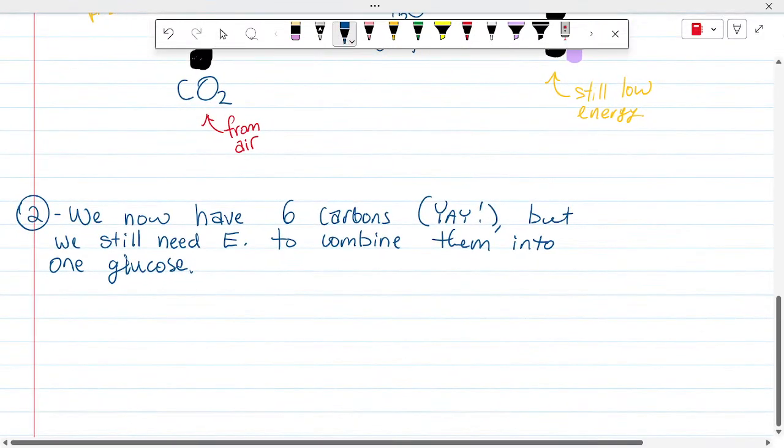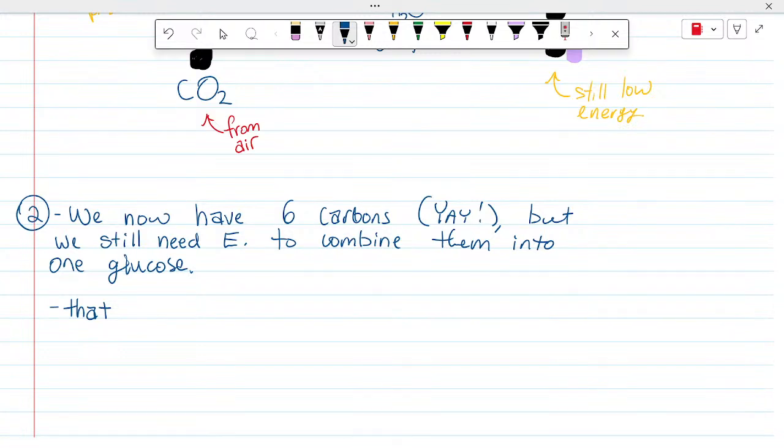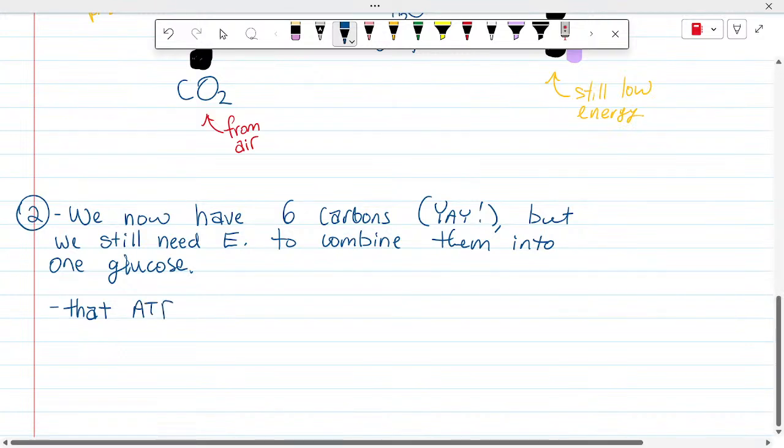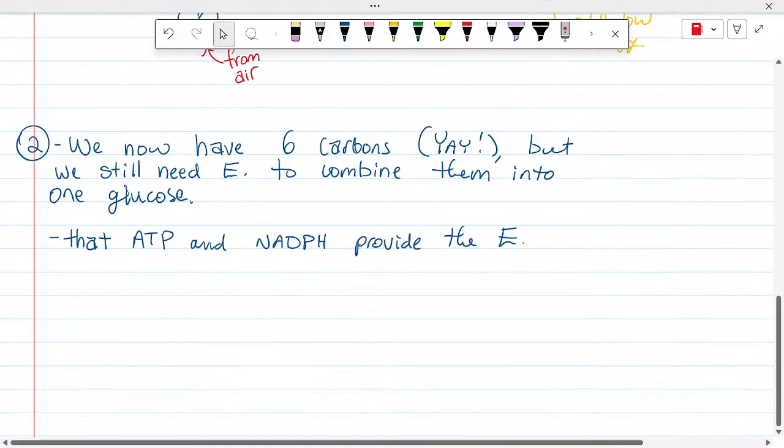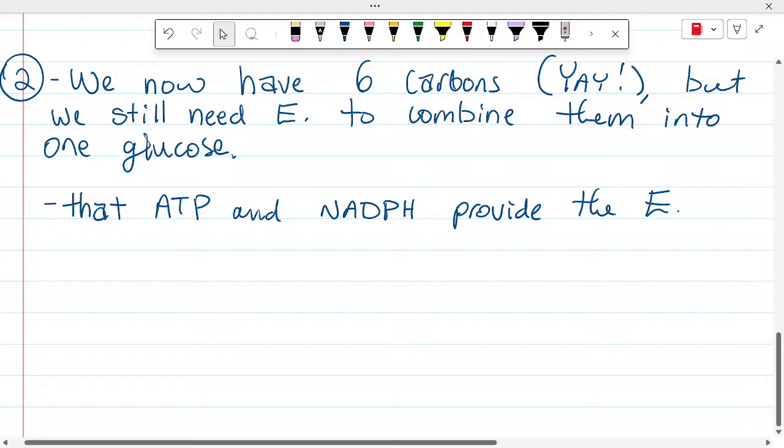So that energy is going to come indirectly from the sun, but where do we have it now? We're in the stroma. The light-dependent reactions have already happened. ATP and NADPH are going to provide that energy. Is everyone comfortable with E being energy? Yes. Okay. So let's look at that.